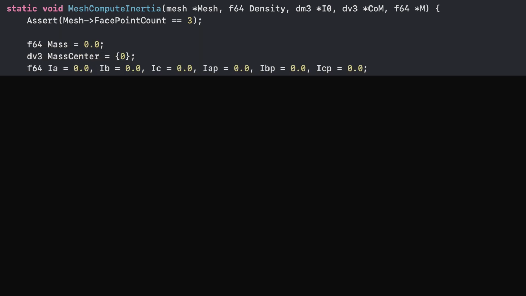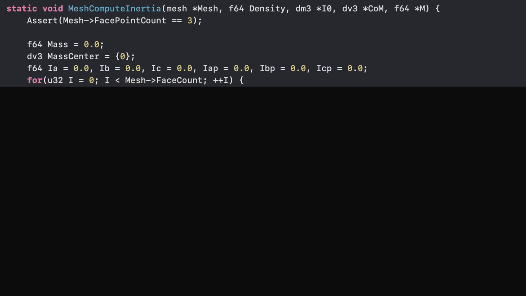Next, I declare and zero initialize all mass properties as local variables. That is the mass as a scalar, the center of mass as a vector, and the 6 distinct inertia values of the mesh as a scalar each, like in the Tonon paper. I am using double precision floats because I want the result to be more accurate.